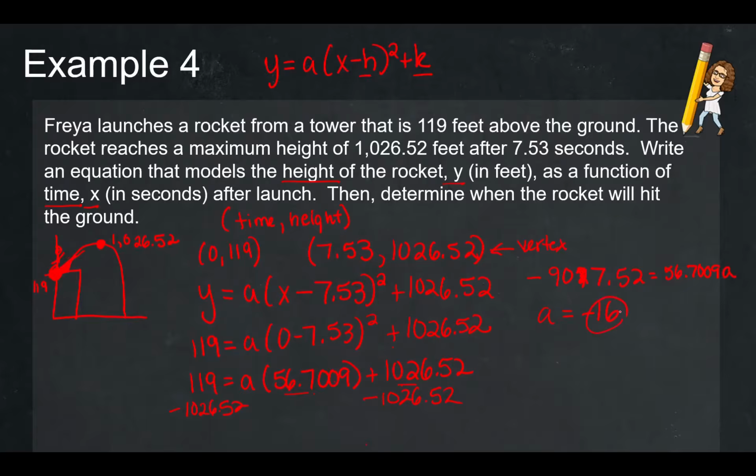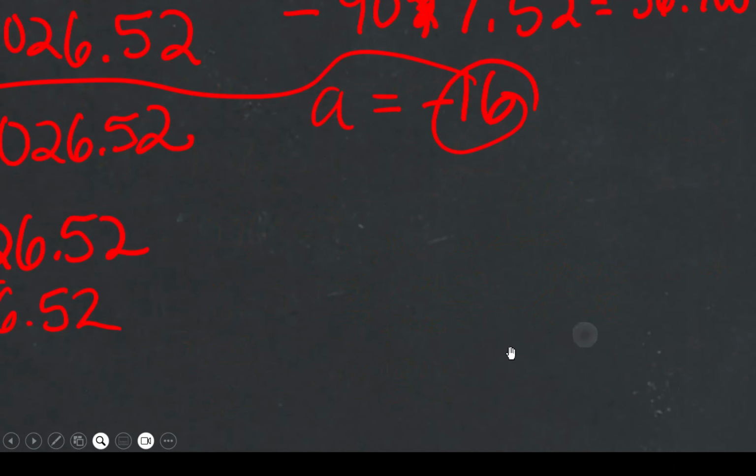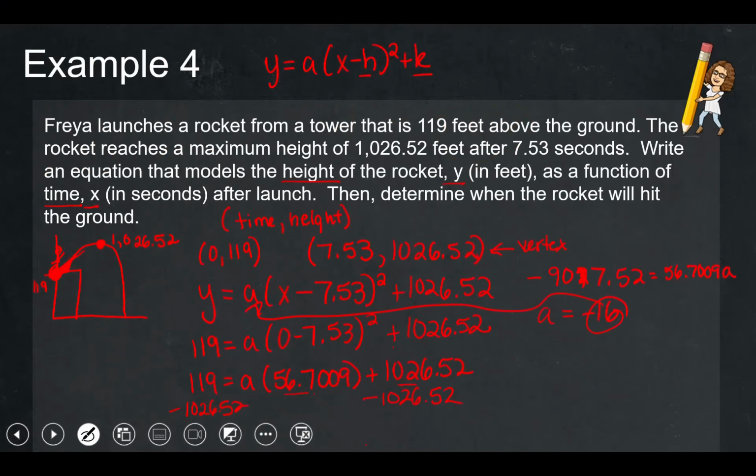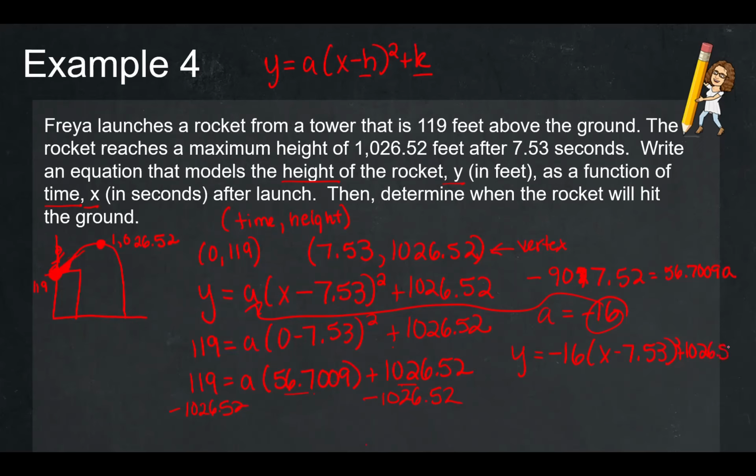My official answer then, if I take that and plug it in, whoa, sorry guys, we zoomed out. There we go. y equals negative 16(x minus 7.53) squared plus 1026.52 for the official answer. Now, here's what's cool about this equation. I could now figure out where the graph hits, I got to finish that actually. Then determine when the rocket will hit the ground. Well, Marsh has run out of room, hasn't she?